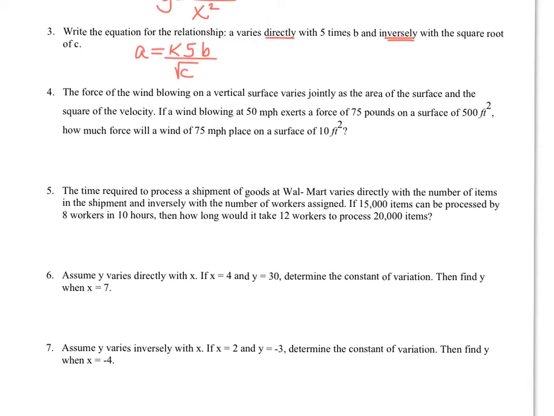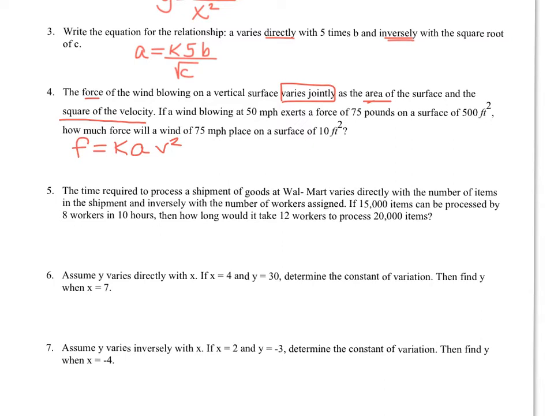Alright, let's keep going. It says the force of a wind blowing on a vertical surface varies jointly with the area of the surface and the square of the velocity. So when I write this, the force, F, of the wind varies jointly, so that's k, with the area, A, and the square of the velocity, so velocity squared.